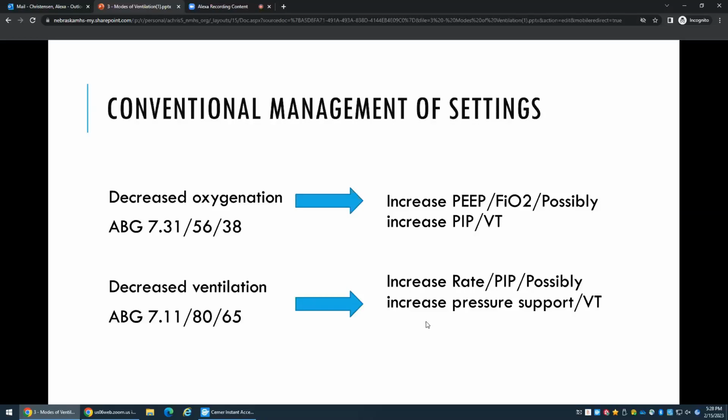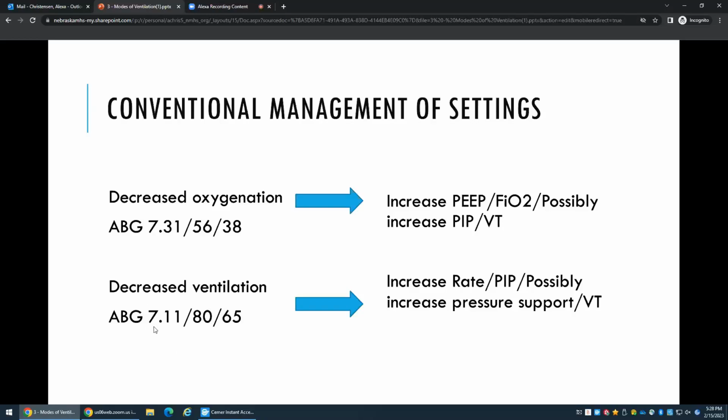Management when you're on just a regular conventional ventilator. How are you going to increase or decrease these settings? If you're not oxygenating, your gas is okay, but your baby's not oxygenating well, we might increase that PEEP. So if you're on a PEEP of 5, you might go to 6 or 7. PEEP is what's going to help control oxygenation. Obviously increase your FiO2. And then you might increase your PIP or your tidal volume. You might give the baby a bigger breath. And that obviously sometimes helps with oxygenation.